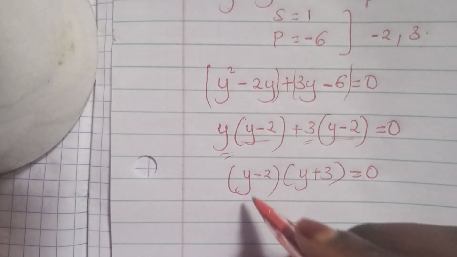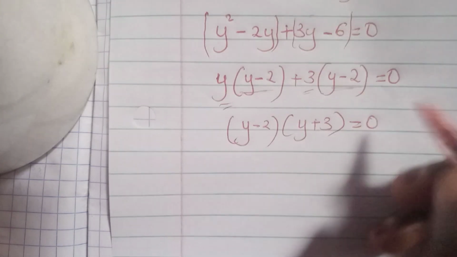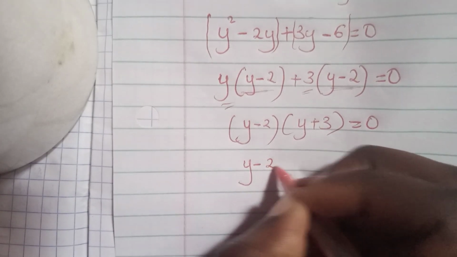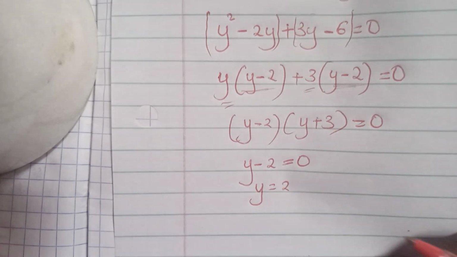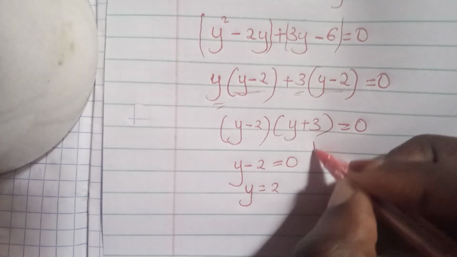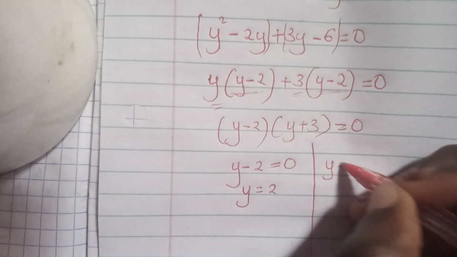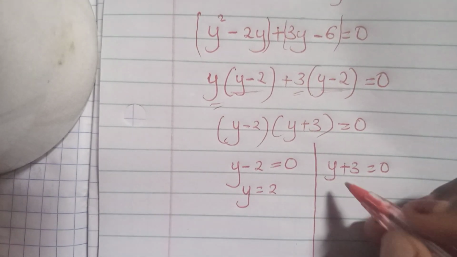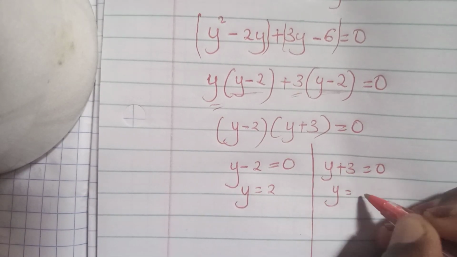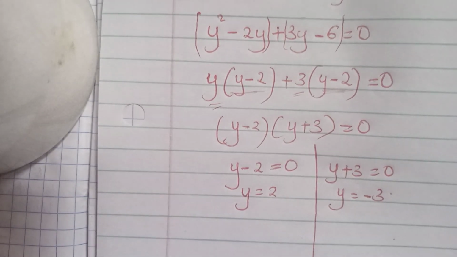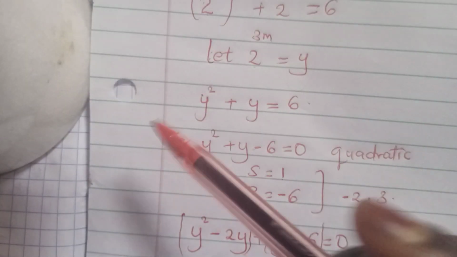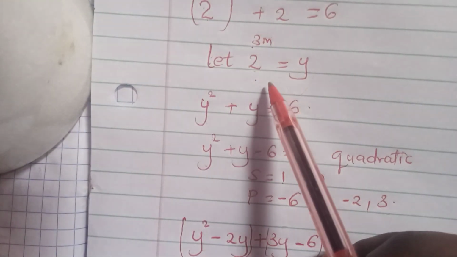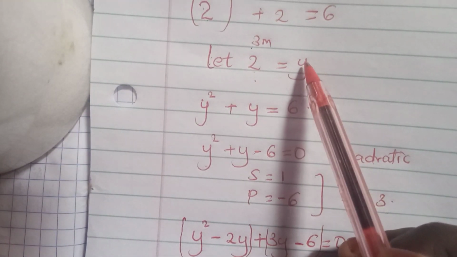We now want to get the value of y, so we shall equate each term with 0. So y minus 2 is equal to 0. To get the value of y, y is equal to 2. And for this other side, y plus 3 is equal to 0, so to get the value of y, y is equal to negative 3, right? Remember, earlier on we had said let 2 to the power of 3m be equal to y. We've now got the value of y, so let us now find the value of m.